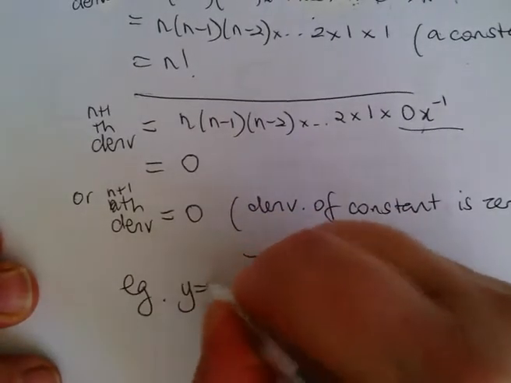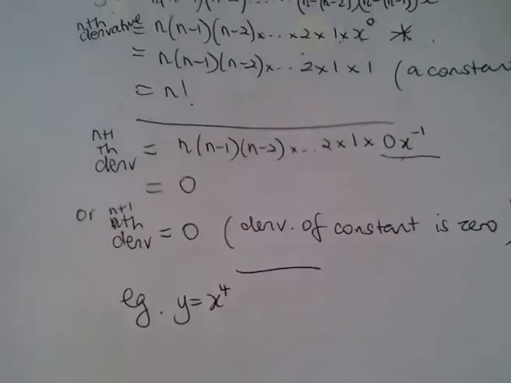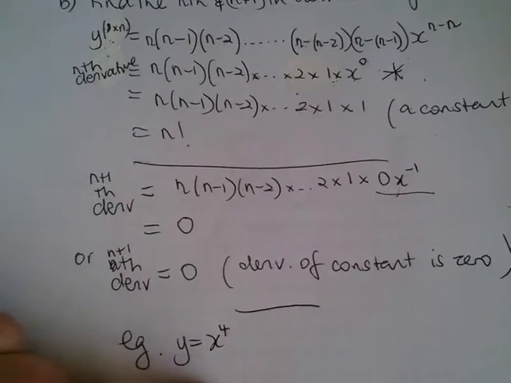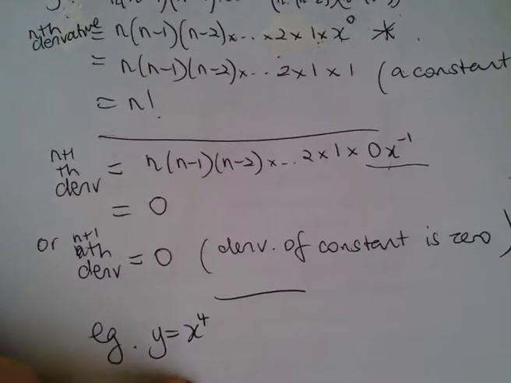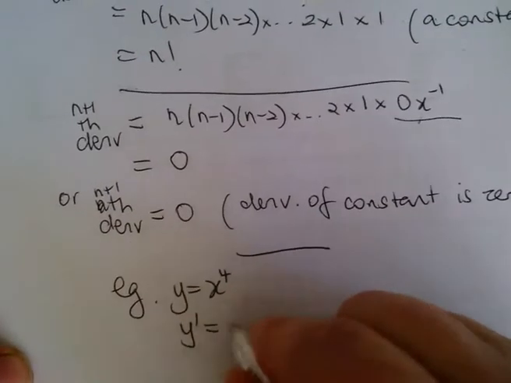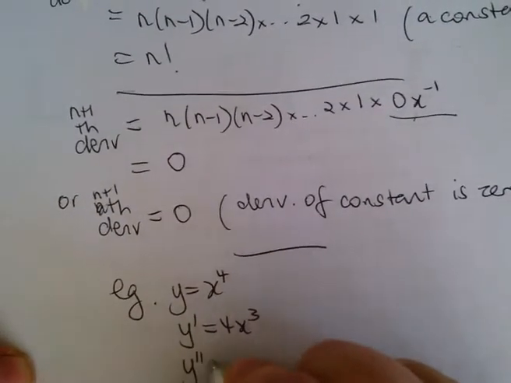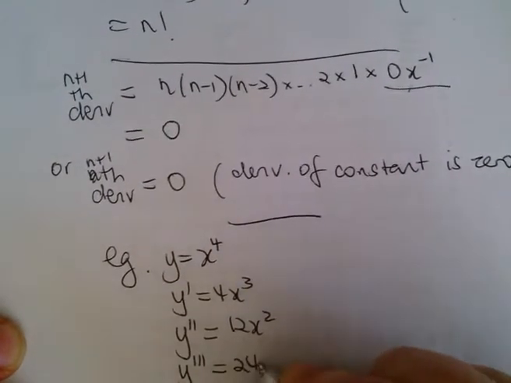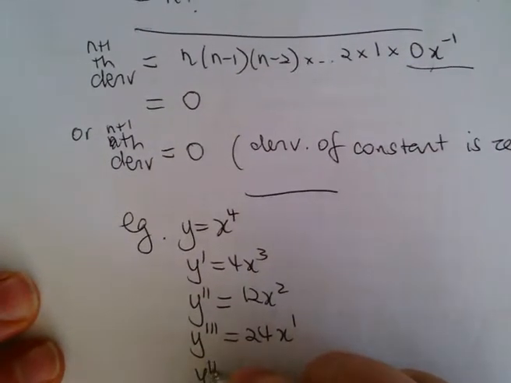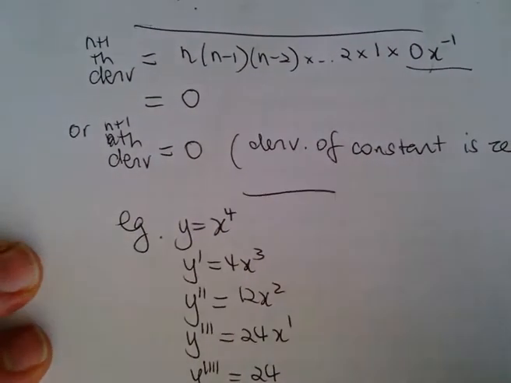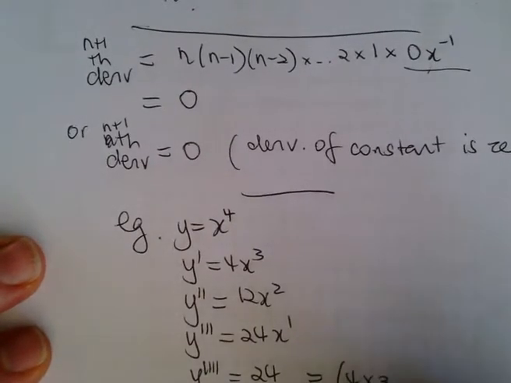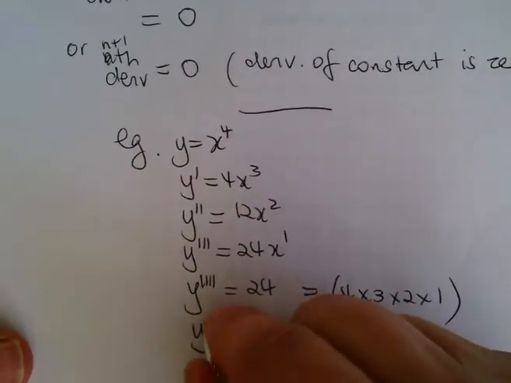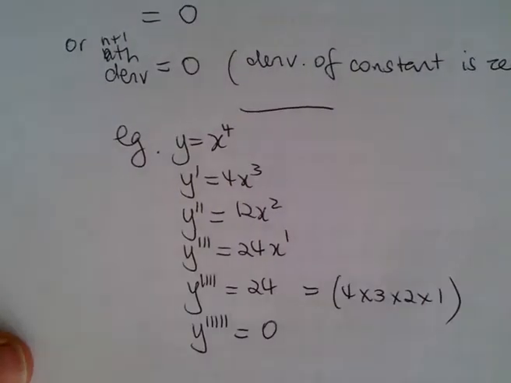For example, if you've got y equals x to the power of 4, it means that the 4th derivative should be 4 factorial and the 5th derivative should be 0. You ready? Y dash is 4x cubed. Y double dash is 12x squared. Y triple dash is 24x to the 1. Y 4 dashes is 24. That's 4 factorial, which happens to be 4 times 3 times 2 times 1. And the fifth derivative is 0.